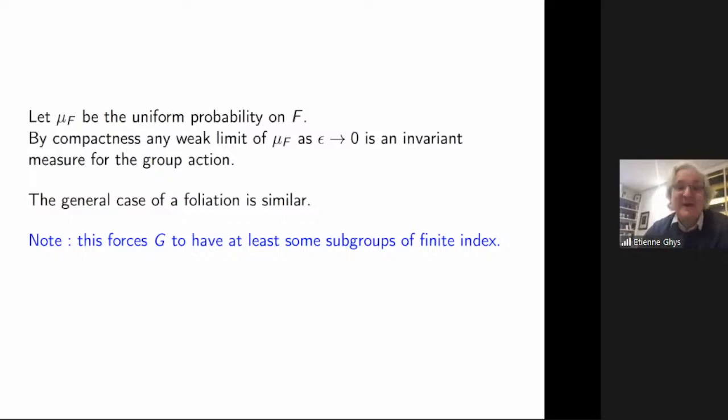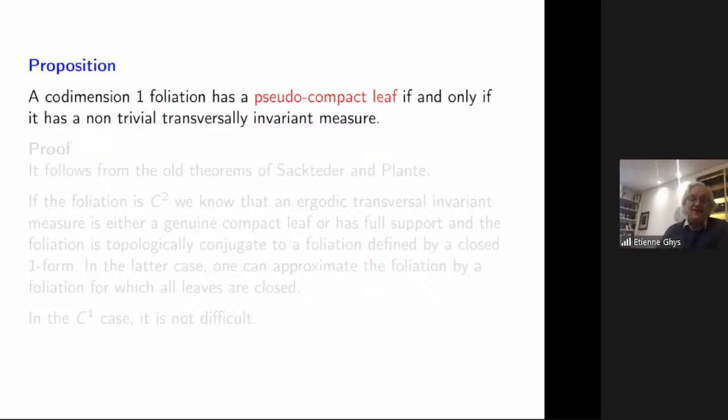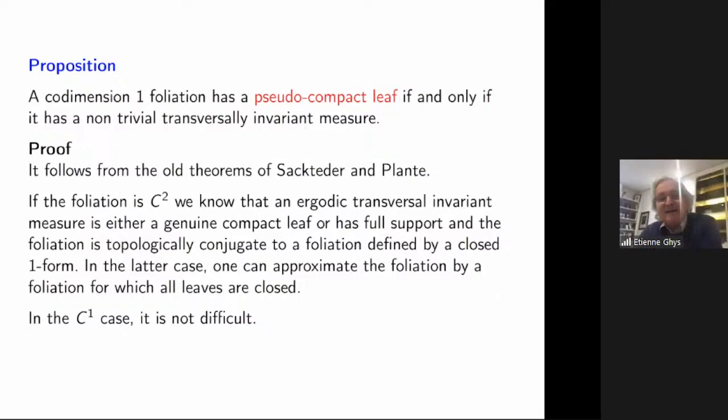Okay, now let's go to codimension one foliations. For codimension one foliations, I just remark that the existence of a transverse invariant measure in this particular case is necessary and sufficient to have a pseudo compact leaf. And the proof uses old theorems of Sacksteder and Plante that most of you know. If you have a codimension one foliation with a transversely invariant measure, this measure might be supported on a compact leaf. In this case, we're happy, or it could be topologically conjugate to a foliation defined by a closed form.